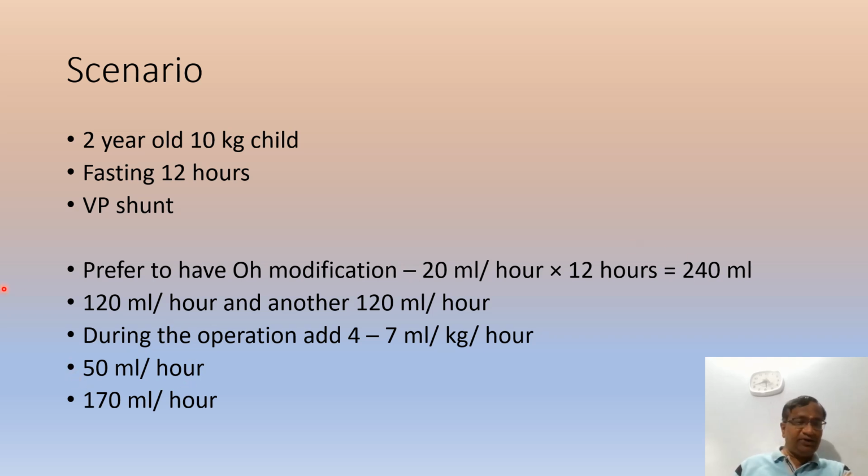So this is 120 plus 50. Now we have the deficit that comes to 240. This 240 has to be given within 2 hours. That is 120 per hour. Another 50 for operation, so 170 ml per hour. So we need to add either 1% dextrose saline.